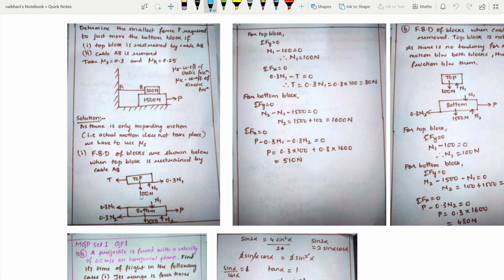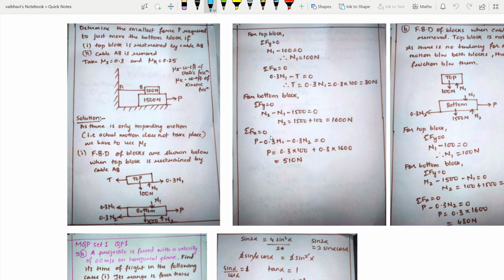You take summation of all the vertical forces, that is positive N2 upwards minus downwards N1, then 1500 is downwards, so minus 1500. We have found out the value of N1 already, that is 100 Newton. So what we are getting, N2 is equal to 1500 plus 100, that is 1600.